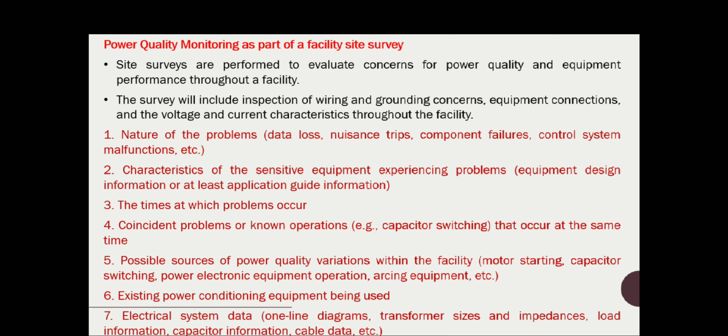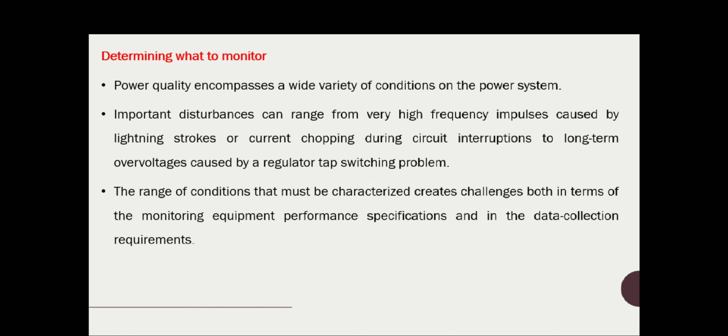Then existing power conditioning equipment being used. If any kind of power quality conditioning equipment like STATCOM or DVR is being used, we need to check the data related to that. Then electrical system data like one-line diagram, transformer size, impedances, load information, etc. So these are the things that are included when you are conducting a site survey, as a part of power quality monitoring.